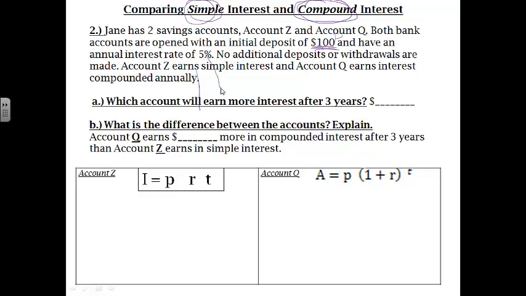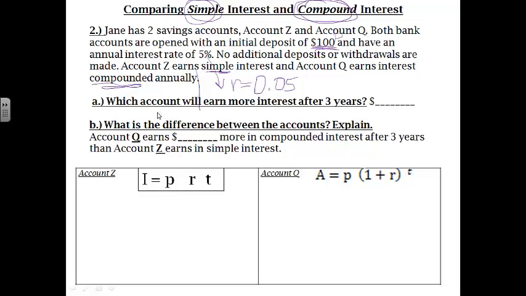So what would my percent be? Good, it's my rate, and my rate is going to be represented as a decimal, remember, by Dr. Pepper. So R would represent 0.05. Okay, then it says no additional deposits or withdrawals are made. Okay, cool. So we know that $100 has been in there. Okay, so account Z is going to earn simple interest, and account Q is going to earn interest compounded annually.